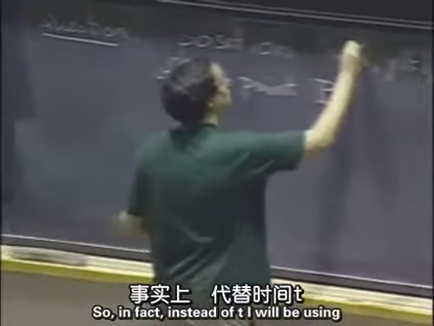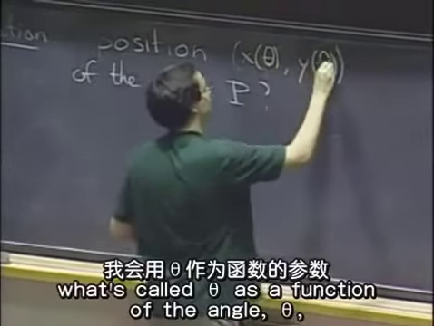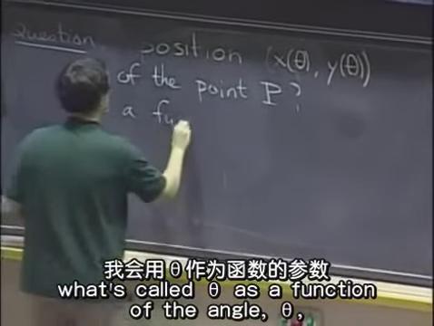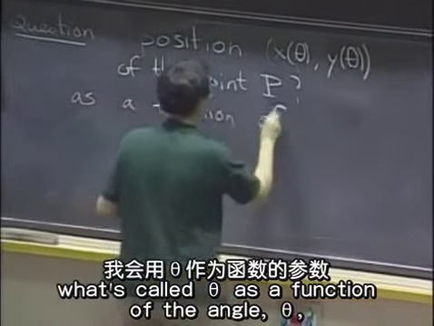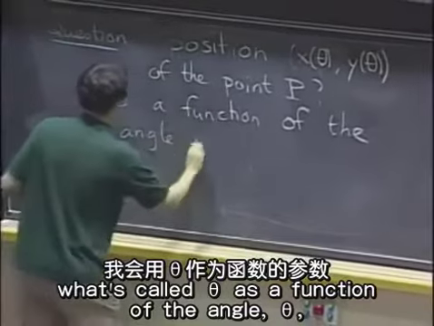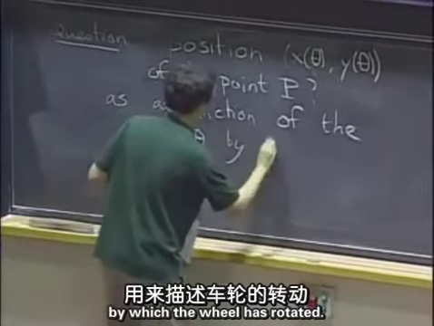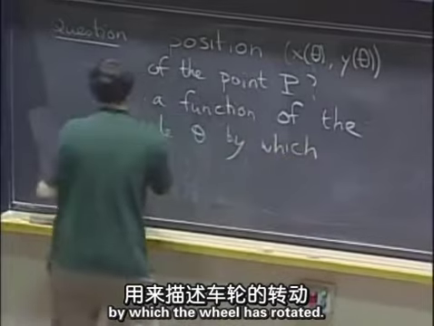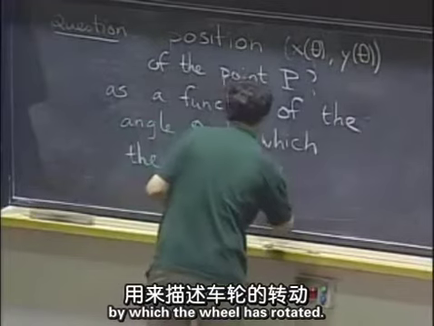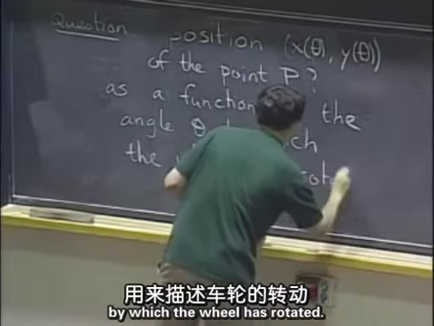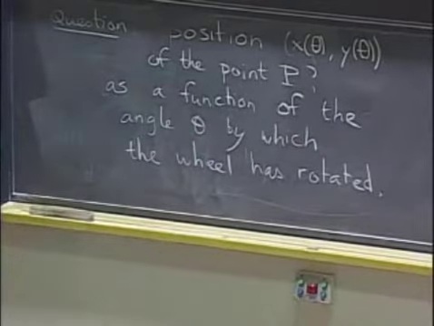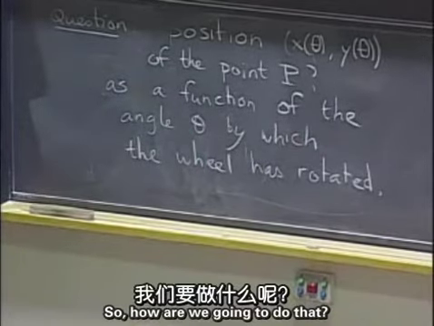So in fact, instead of t, I will be using what's called theta, as a function of the angle theta by which the wheel has rotated. So how are we going to do that?